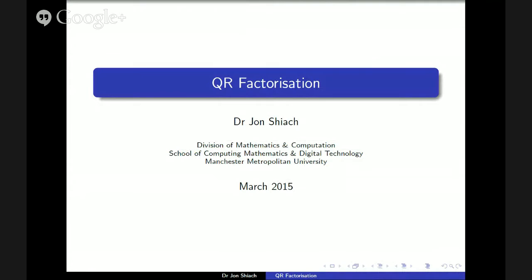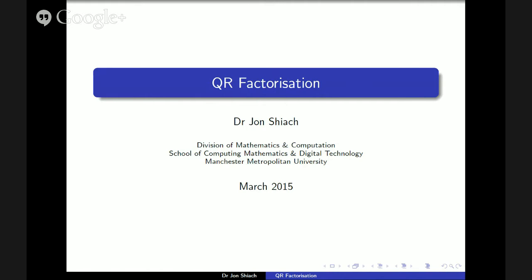Right, so QR factorization. This completes, or what would... well, I'm not going to say it completes linear algebra. Linear algebra is a massive subject. You could do a whole degree on linear algebra in itself, but this completes the linear algebra part for this unit.